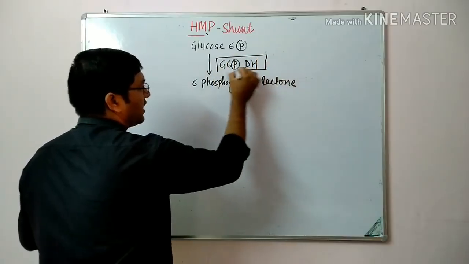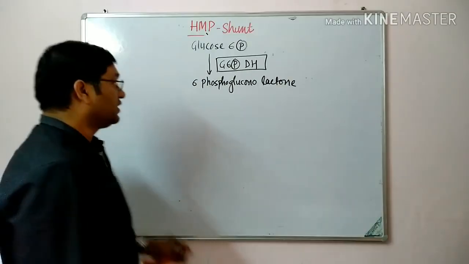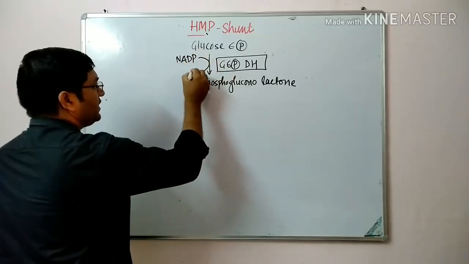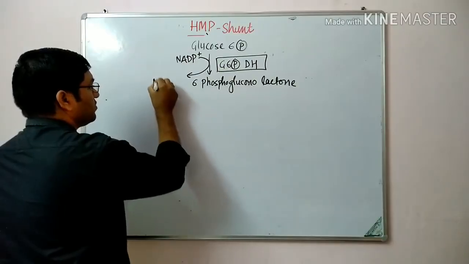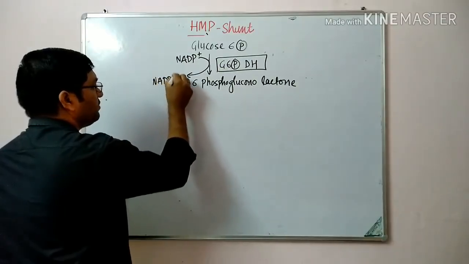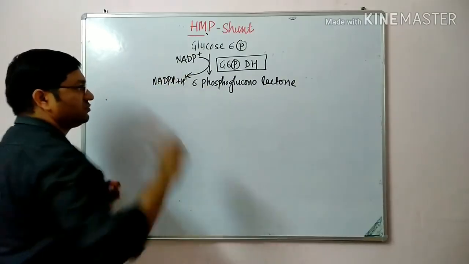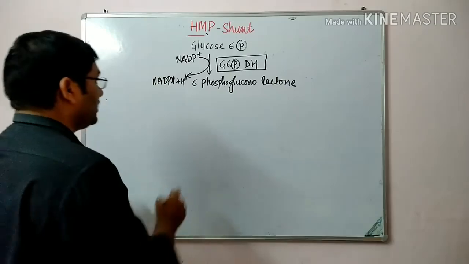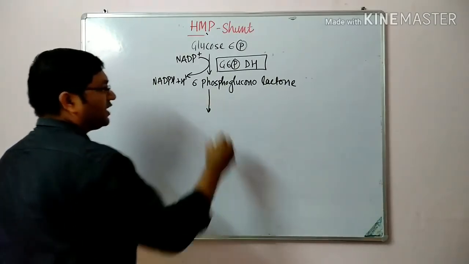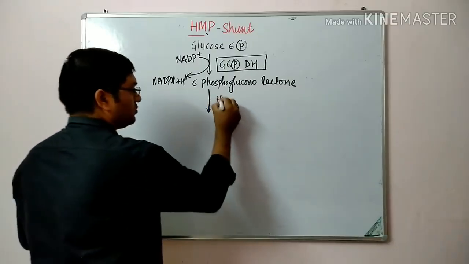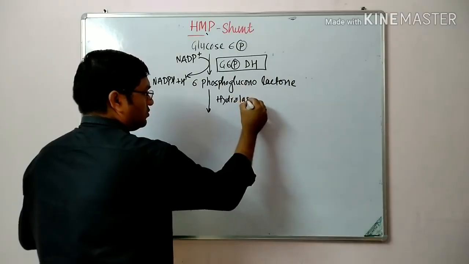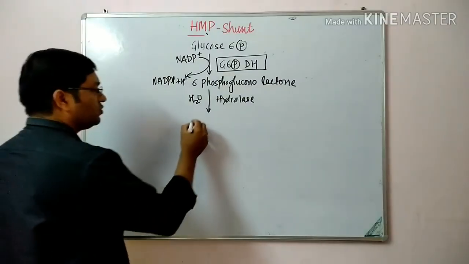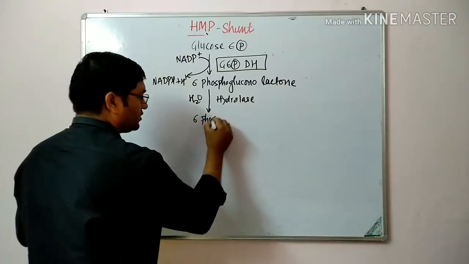So this is the main and rate limiting enzyme in this pathway. It requires NADP as a coenzyme, and NADP is converted into NADPH plus H ions. So this is the first rate limiting step in the HMP shunt. Then with the help of gluconolactone hydrolase, this 6-phosphogluconolactone is converted into 6-phosphogluconate.